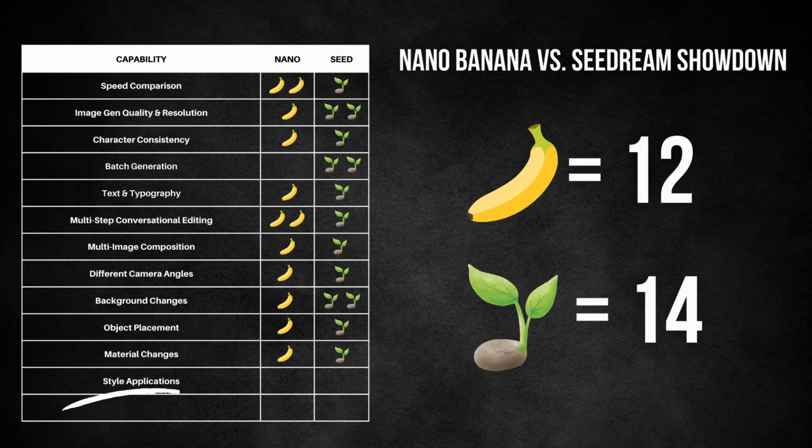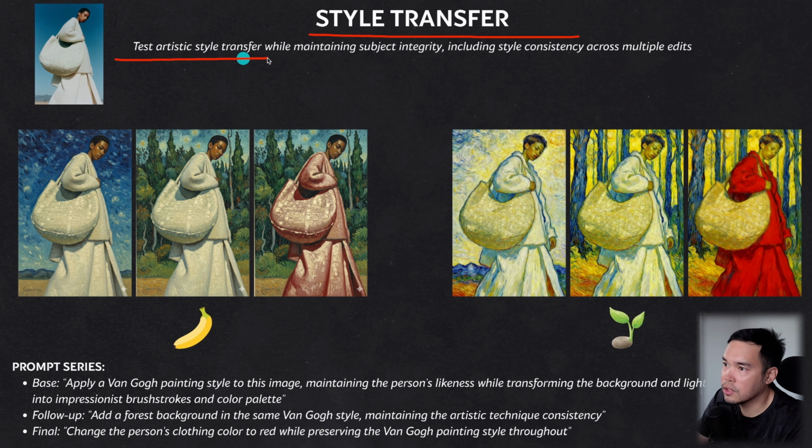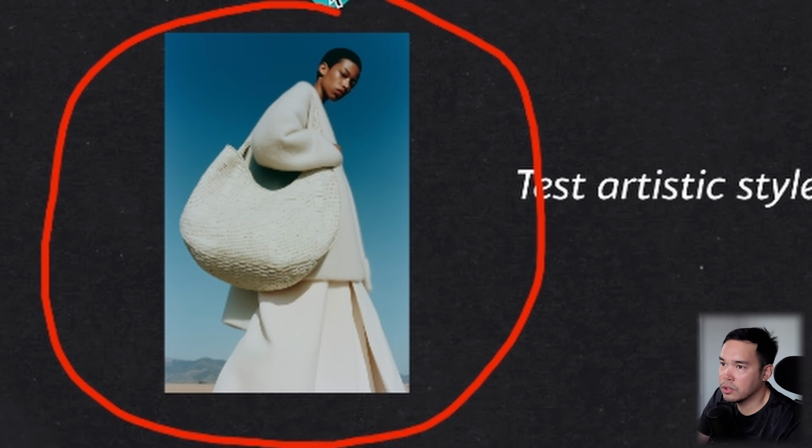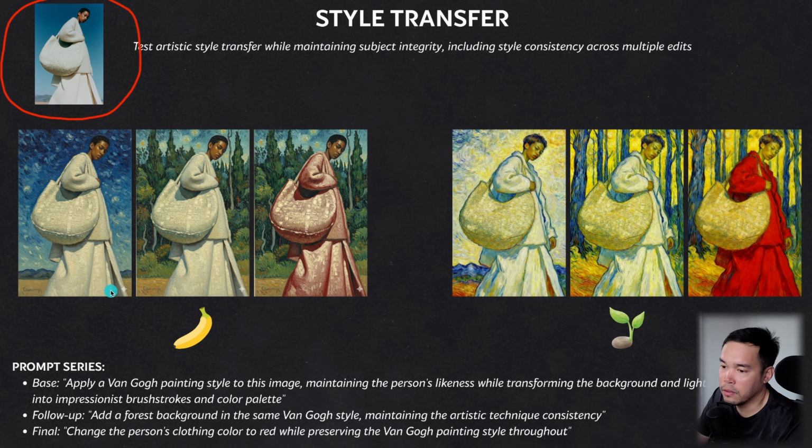Now let's get into style transfer, which is to test artistic style transfer while maintaining the subject. And this test also included style consistency across multiple edits. Basically a conversational edit. Now we gave it this base image of a woman wearing white and has a white bag. And for the initial prompt, we said to apply a Van Gogh style painting to this image and to maintain the person's likeness.